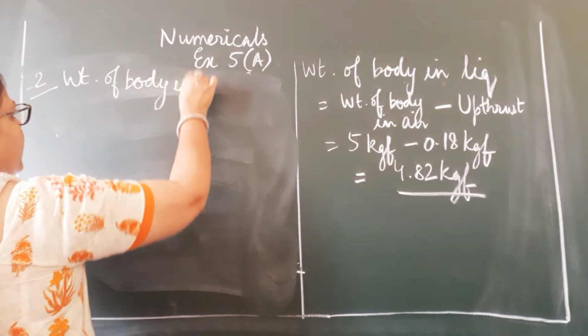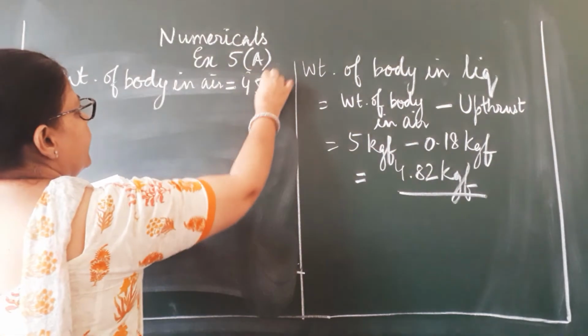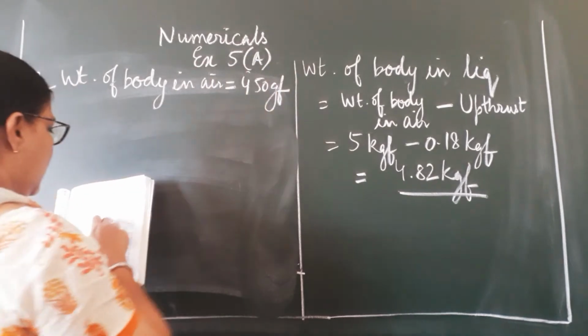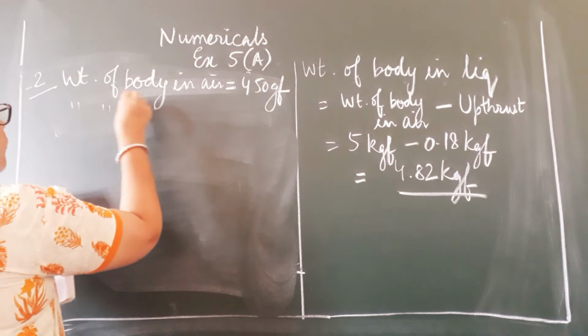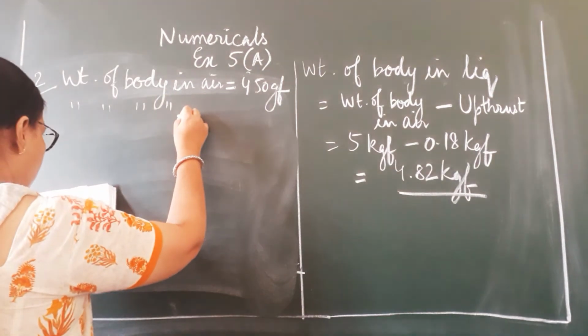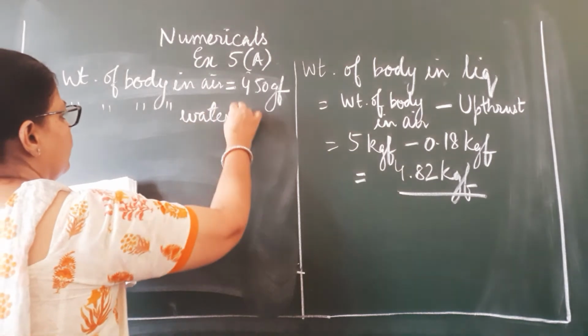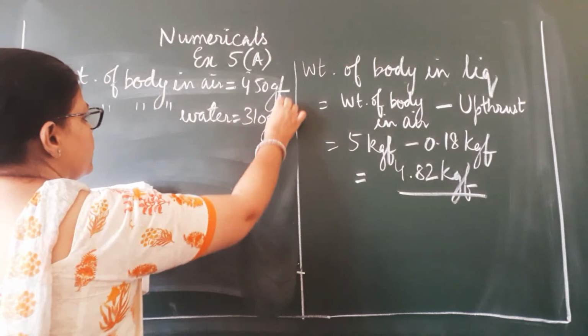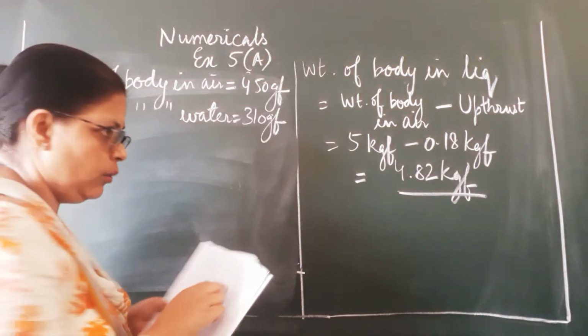What is the weight of the body? In air it is equal to 450 gram force, and 310 when completely immersed. So weight of body in the water is 310 gram force. This has been given to you. You are supposed to find out the following things. Number one, the volume of the body.